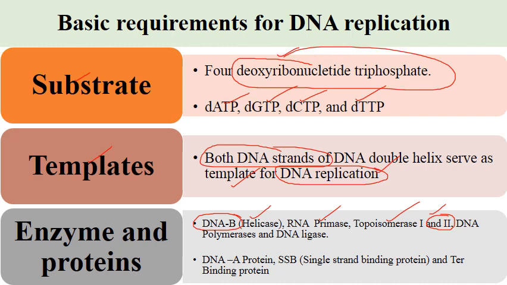Then comes DNA polymerases. There are different types of DNA polymerases which help in DNA replication and proofreading. Finally comes DNA ligase, which is known as molecular glue. It helps in joining the 2 small DNA segments which are known as Okazaki fragments. So the enzyme helps in the joining of the Okazaki fragments. Next comes DnaA proteins, then SSB proteins, which are known as single strand binding proteins. These proteins provide stability to the 2 strands formed after unwinding. Then comes Tus binding protein, which helps in termination of DNA replication. So these are the basic requirements of DNA replication.